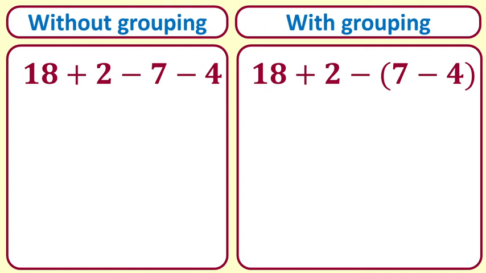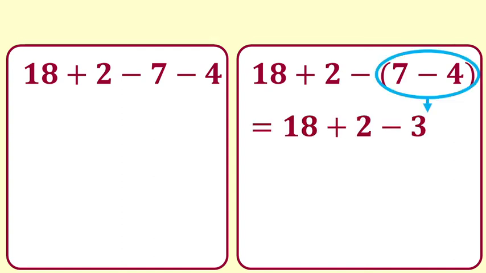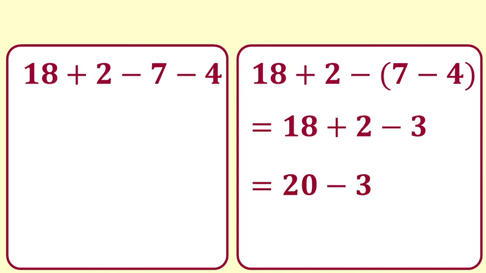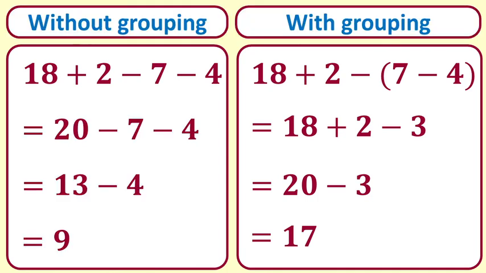Then, when calculating, we calculate the expression in the parentheses first, so that now the 7 minus 4 is replaced with a 3. That gives us 18 plus 2 minus 3. Then we can add and subtract left to right again. 18 plus 2 minus 3 equals 20 minus 3, which equals 17. You can compare this with the same example without grouping. Pause and make sure you can see what has happened between the two examples.